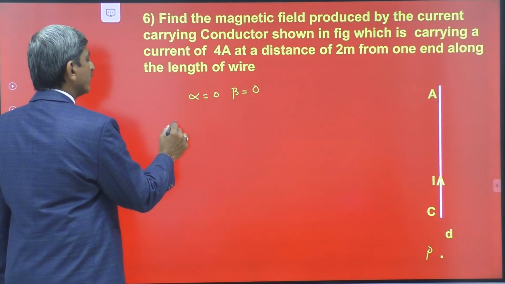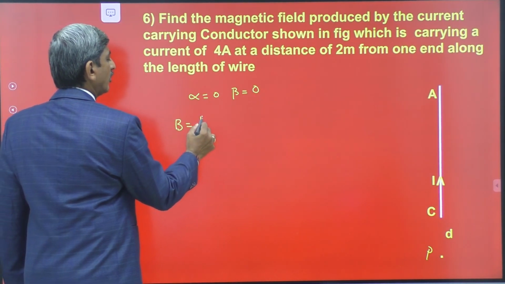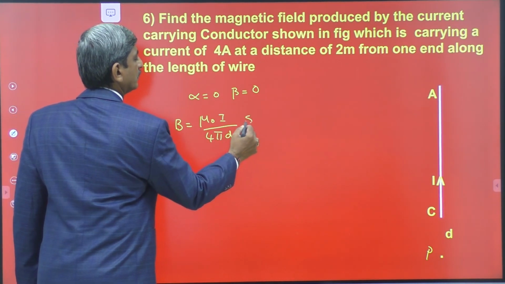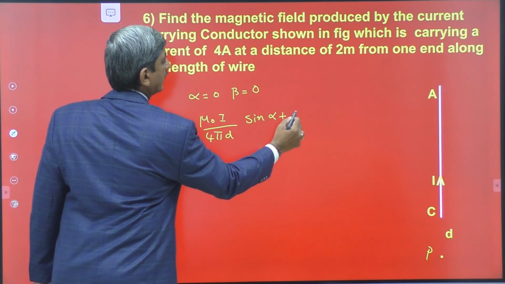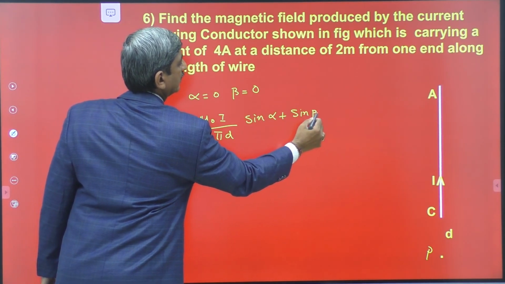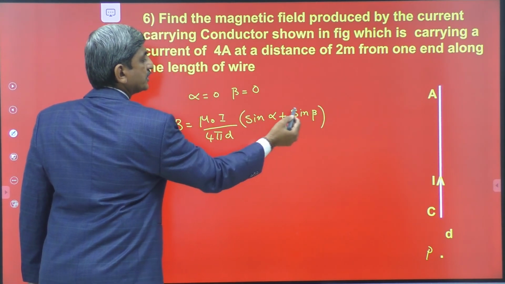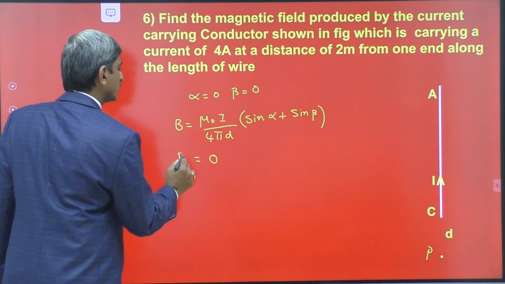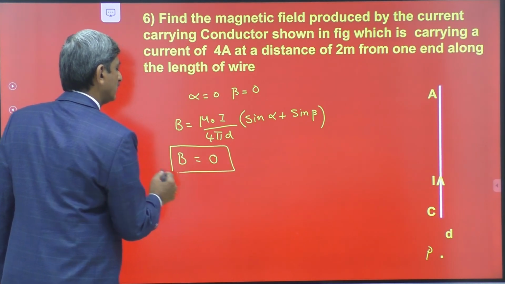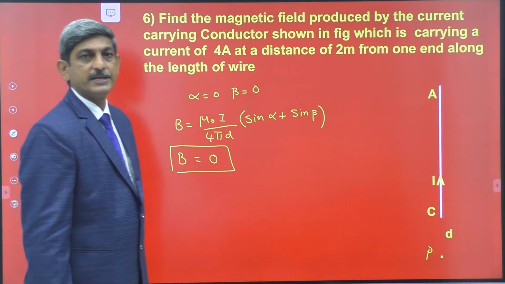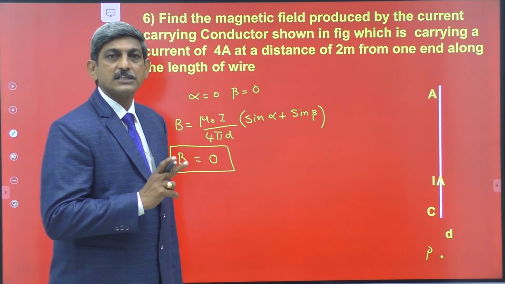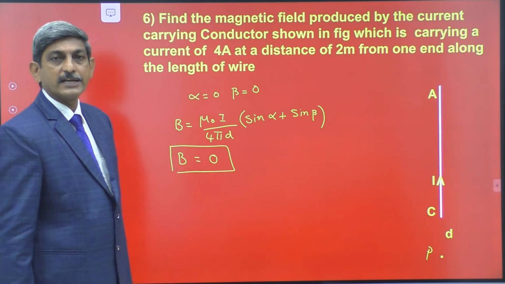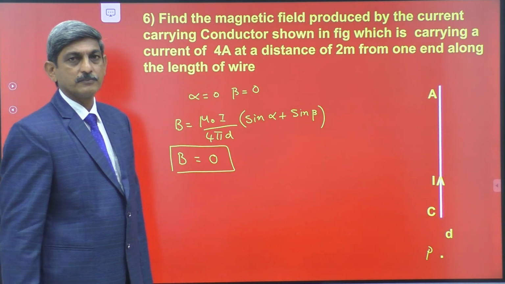By using the general formula we have B is equal to mu naught I divided by 4 pi D into sin alpha plus sin beta. What happens? This sin 0 is equal to 0, sin 0 is equal to 0, so 0 into anything is equal to 0, so that we have 0 magnetic field. It means whenever the point is located along the length of the given wire, then the magnetic field produced by that wire at that point is equal to 0.